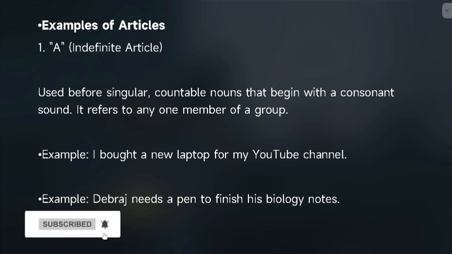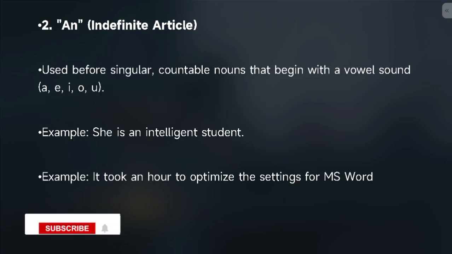The next example: Debraj needs a pen to finish his biology notes. Here also, a pen, a is an indefinite article. It is not mentioning any particular pen or maker of pen. It can be any pen. Hope you have understood this. Let's move on.